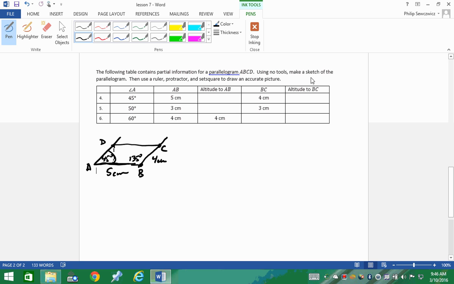Now, the altitude to BC is going to vary on your sketch. Remember, it's got to make a right angle. So in this particular case, when I do my sketch, it's actually going to go outside of the parallelogram. I'm not overly concerned. Your pictures may actually end up going to the inside. But remember, an altitude could go to the outside. The main thing is it does have to make that right angle with BC.